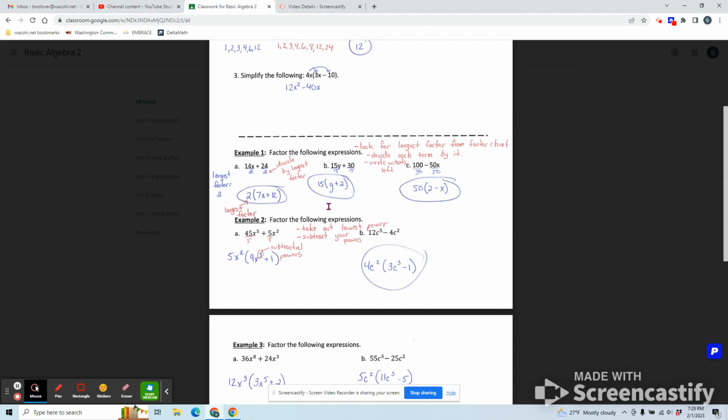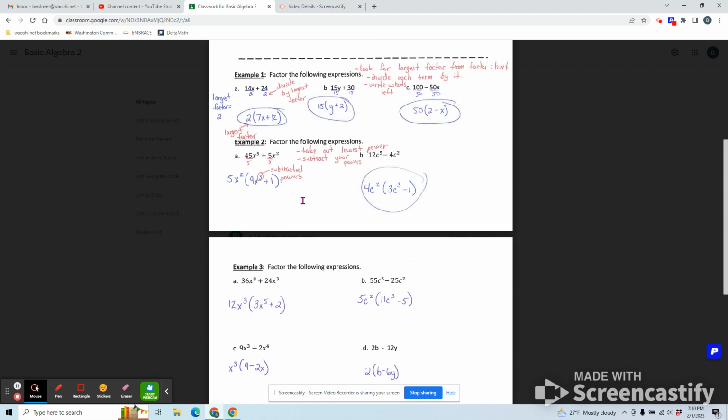So let's see another one. In letter B, my greatest common factor is 15. So 15 is on the outside of my parentheses, and then I divide each term by that greatest common factor. 15y divided by 15 is 1y, or just y. 30 divided by 15 is 2. Once again, what's on the outside is my greatest common factor, and what's on the inside is what's left over after I divide. And then letter C, same idea. You can try letter C on your own and then check your answer.